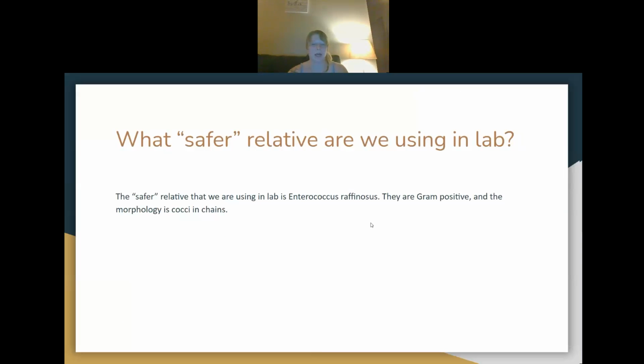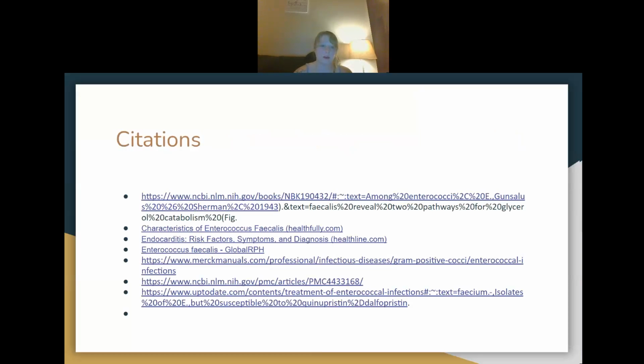So what are we using in the lab that's the safer relative? It's Enterococcus raffinosus. They're also gram-positive, and it is circles, so it's cocci, and it usually goes into chains. And these are the sites that we used.